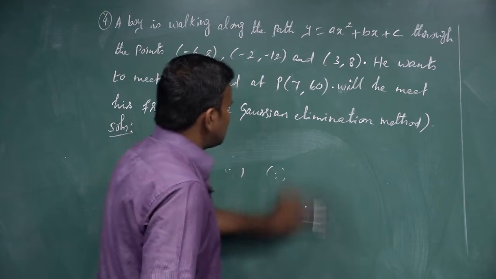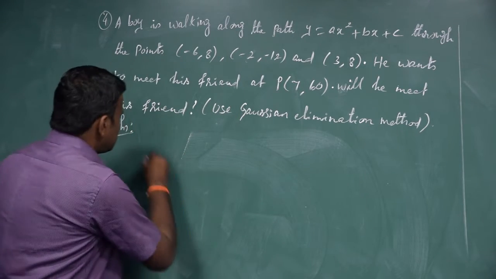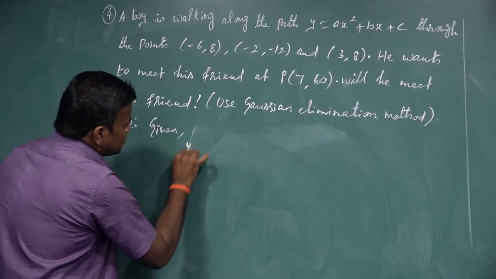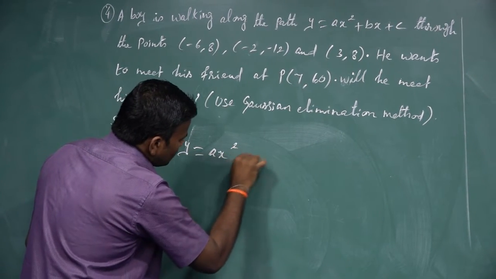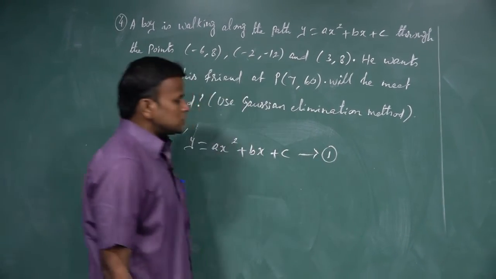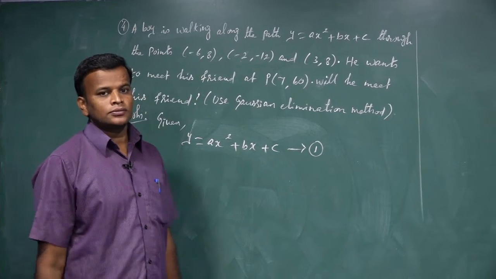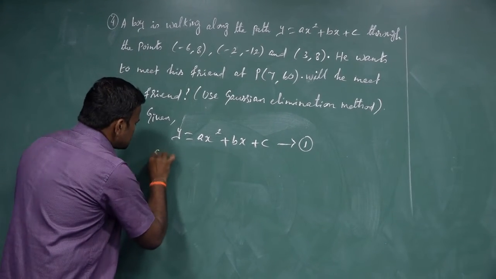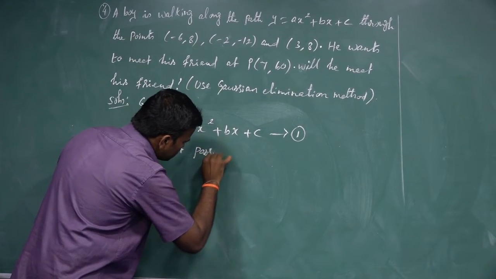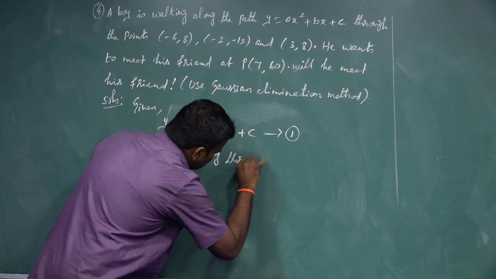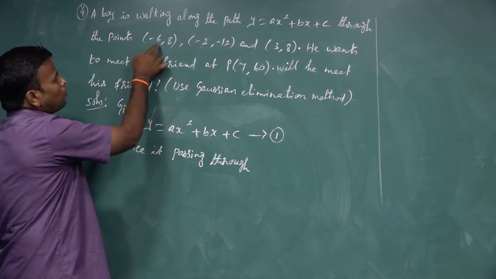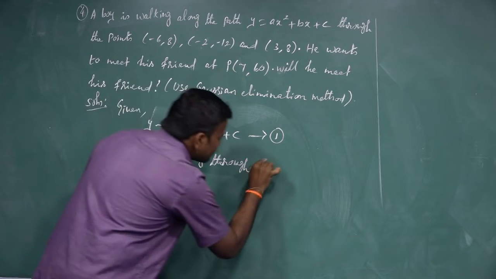First we will take the given equation. The given equation is y is equal to ax square plus bx plus c. I call this equation 1. Next, it is passing through the point minus 6 comma 8.